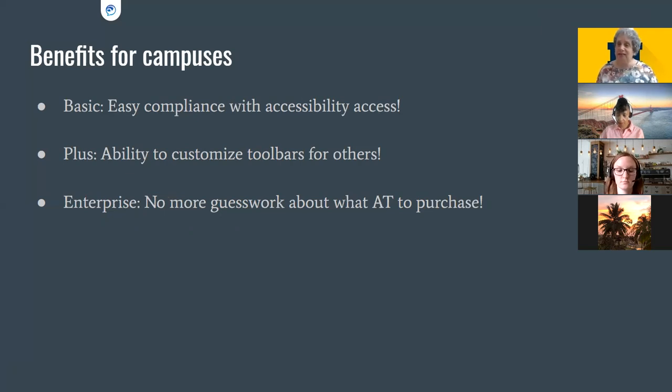And with Enterprise, very often what campuses need to do is to guess what assistive technology they need to purchase to accommodate students, faculty, and staff. With the forthcoming Morphic Enterprise, there will no longer be a need to do that. Individuals will either be bringing their own assistive technology that they can access through Morphic, or if you do need to purchase equipment for somebody, you know who your audience is and you are just paying for what specific individuals need. So next slide, please.